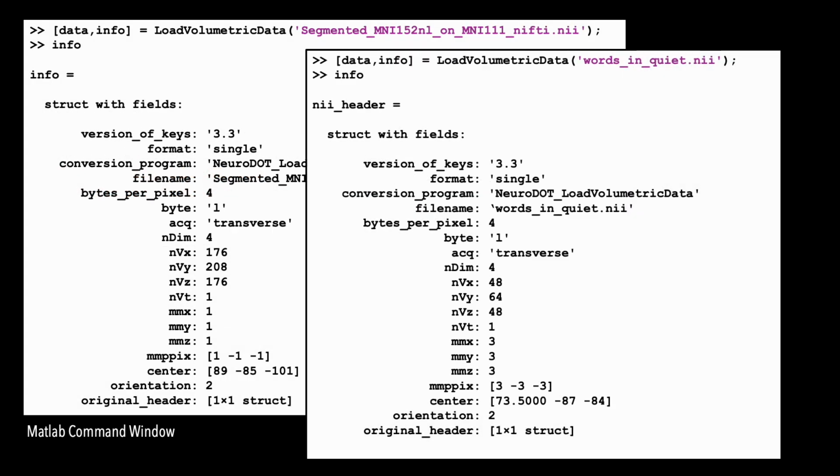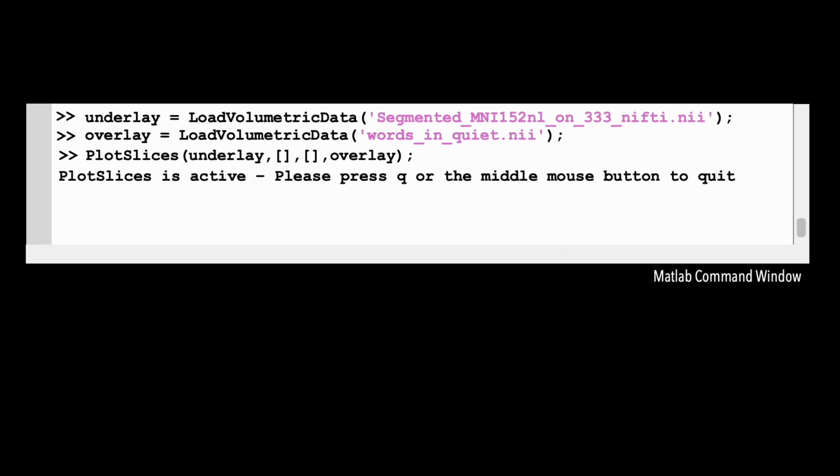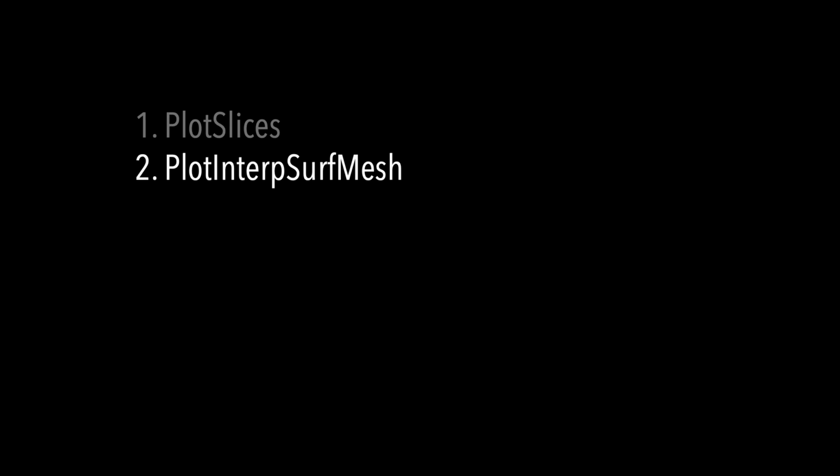If necessary, it is possible to change the resolution of one of the images. The NeuroDOT function affine 3D IMG implements this operation. However, in the demonstration, and in general, the preferred solution is to simply select an underlay that is compatible with the overlay if possible. Finally, plot slices can be customized by passing an option structure as the third parameter. This allows you to customize the scaling, color map, and other display features. Details are provided in additional resources listed later.